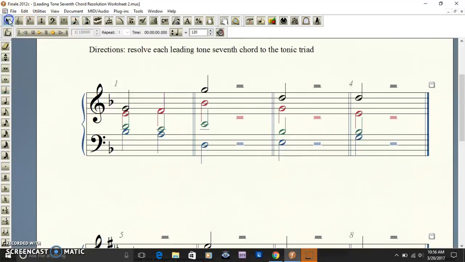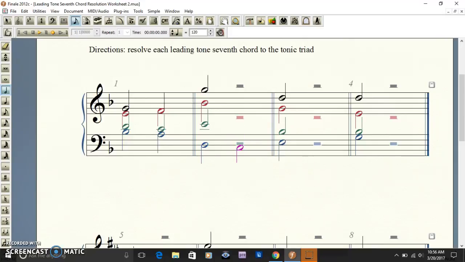Okay? So moving on, we have the same leading tone 7th chord here. In our next example, we have E, G, B flat, D, right? Root, third, fifth, and 7th. So the first step is going to be to resolve the 7th down by step, just like in the last example. So in this case, the 7th is in the bass. So I'm going to go ahead and resolve this down to a C.